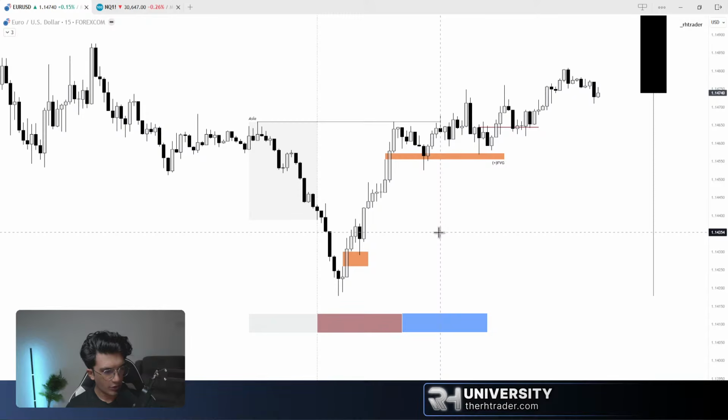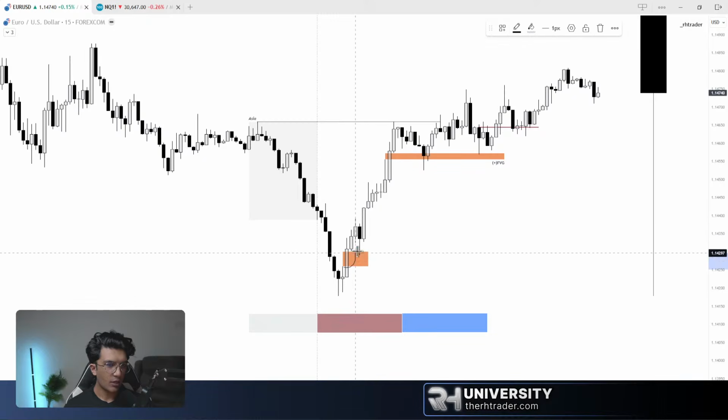Okay, Gabriel has a question once again. How do you confirm the London reversal? Just the fair value gap. The fair value gap will show you willingness that price wants to move higher, right? That's what you can do.